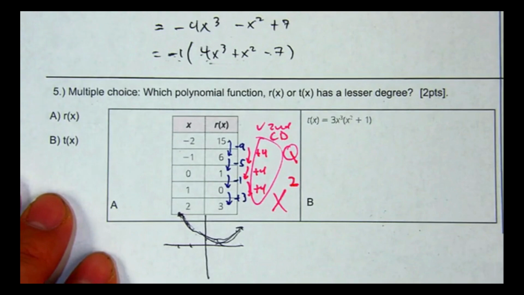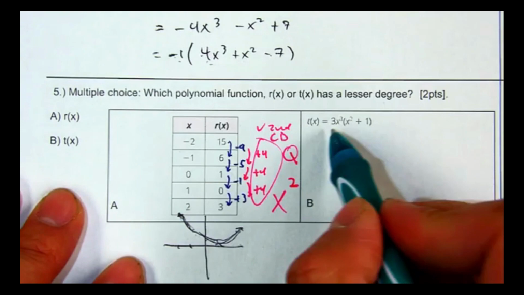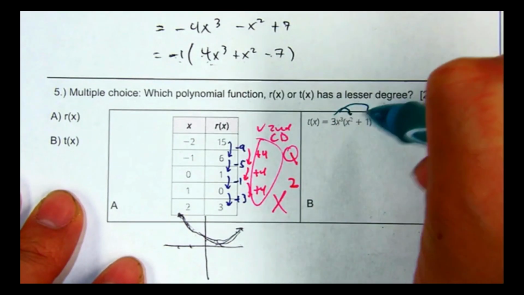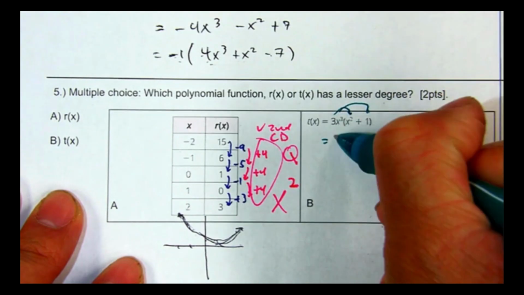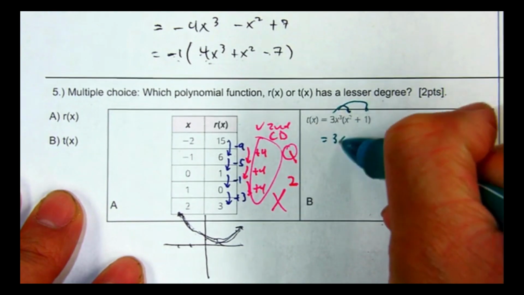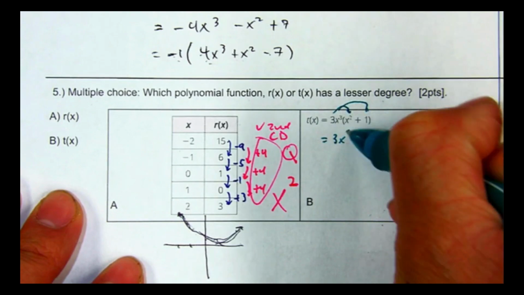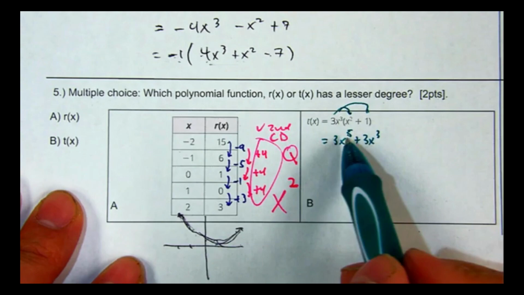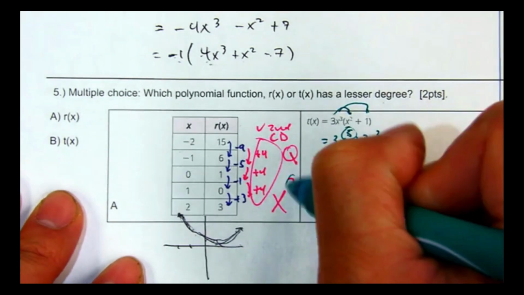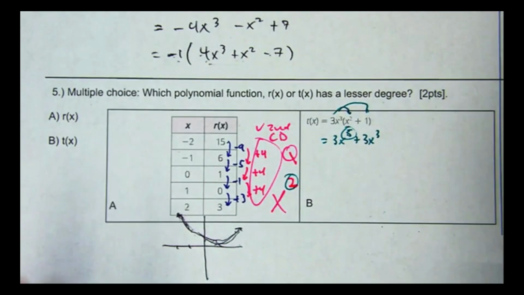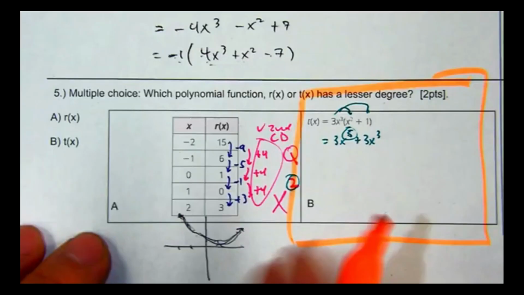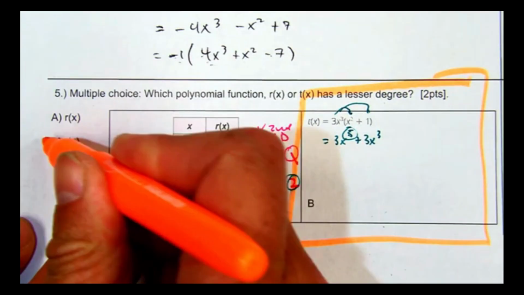Let's test the other side. Now, you could distribute all the way through. 3 times this would be 3x times x. We add the same base, 3 plus 2 is 5, and 3x cubed. My highest degree there is a 5. So I have a 5 and a 2. Therefore, the highest degree in this problem is this one over here, and that would be t of x.